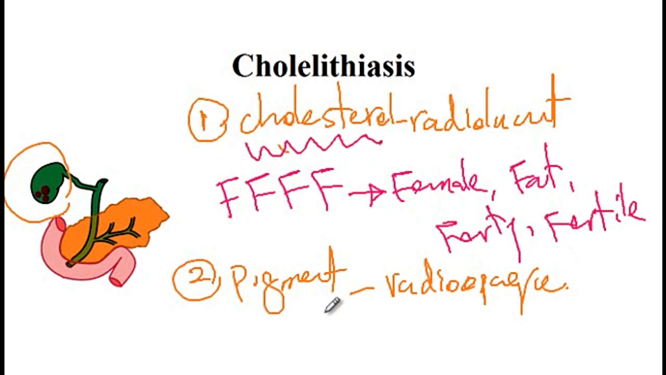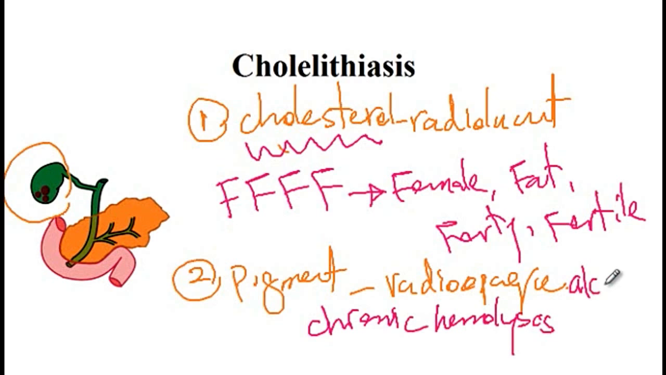As for the pigment gallstones, these are from chronic hemolysis or alcoholic cirrhosis.